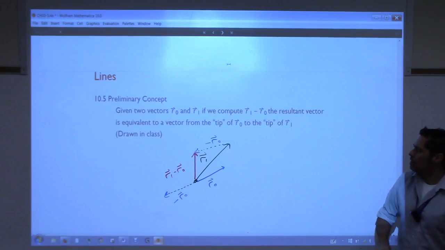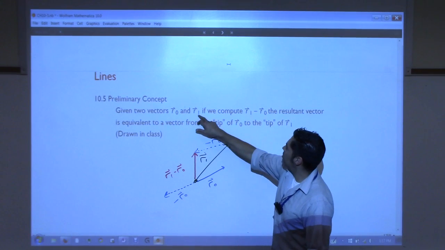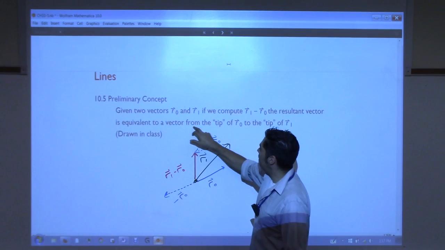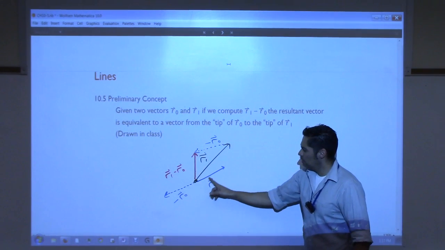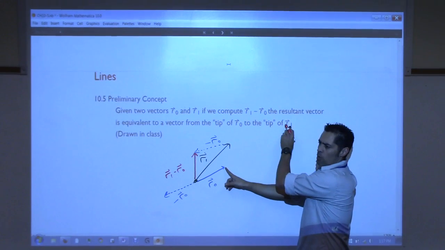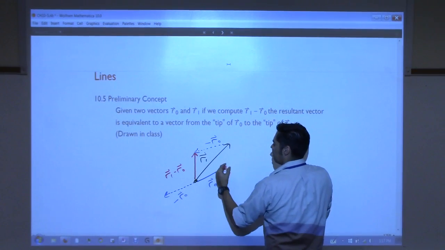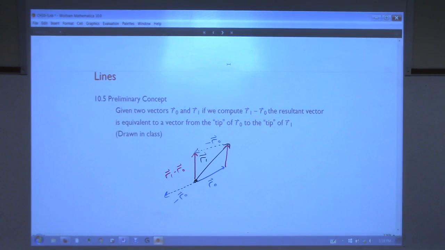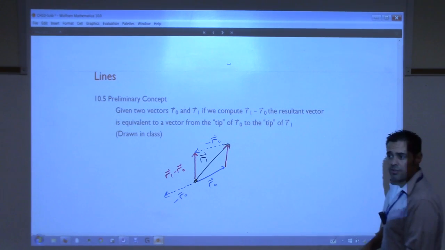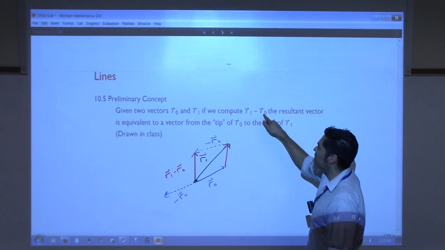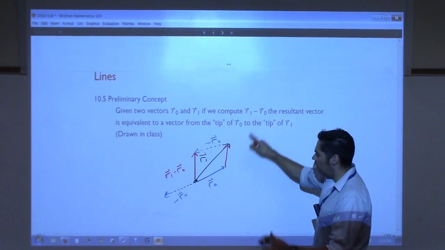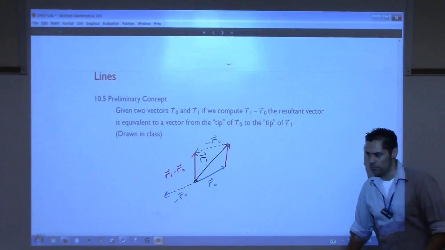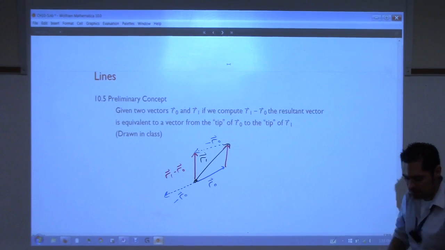Yes? Okay. This says that if I take 2 vectors and I compute R1 minus R0, the resultant vector is equivalent to a vector from the tip of R0. Where's the tip of R0? Right there. To where? The tip of R1, which is there. So if I draw this vector, and I didn't do a good drawing, do you agree that these 2 red ones are the same? Yes? That's what I'm trying to get at. If you subtract 2 vectors, if you take R1 and subtract R0, the answer is just a vector that goes from the tip of R0 to the tip of R1. That's what you get. We're good? Okay. We need that to move on.